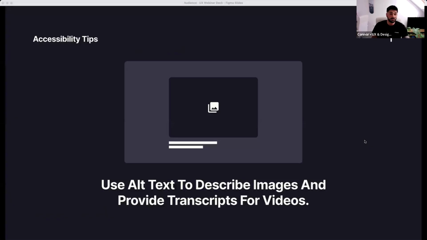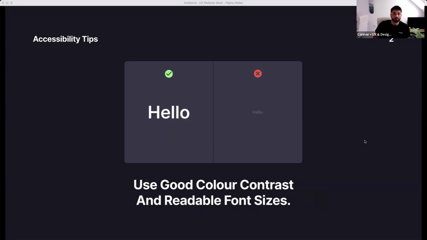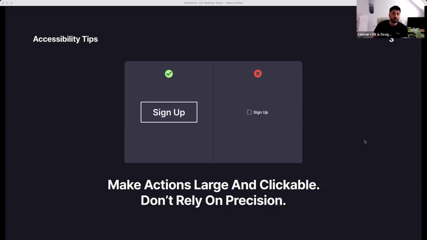So one way to do this is to use alt text to describe images and provide transcripts for videos. For users using a screen reader, providing alt text allows our visual content to be described accurately. Use good color contrast and readable font sizes. Again, if the user's struggling to read and actually consume what we're trying to say, then the message just isn't going to get across. Make actions large and clickable and don't require precision.